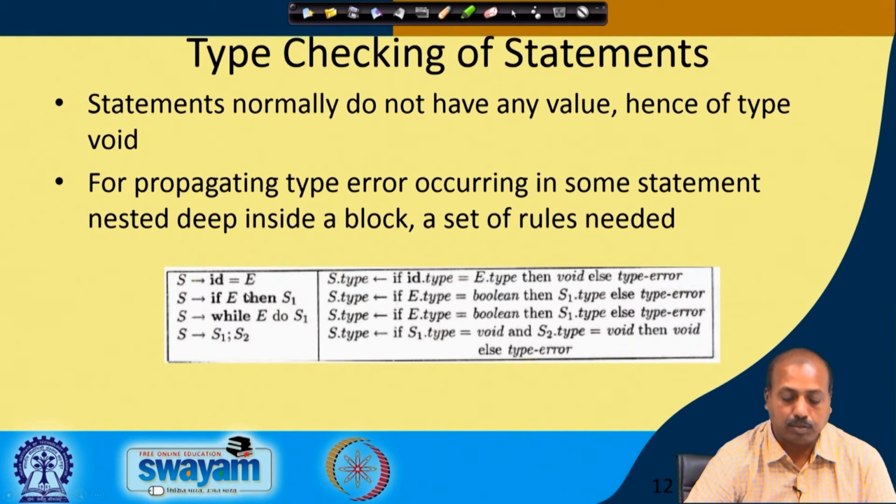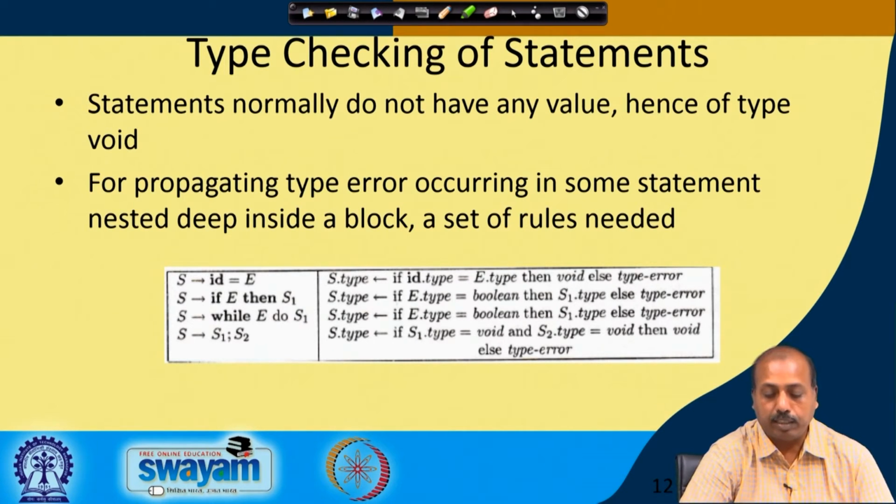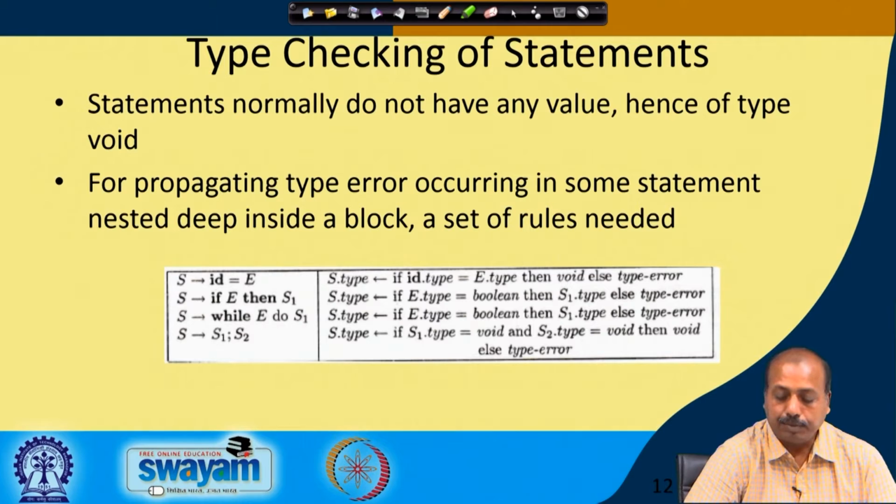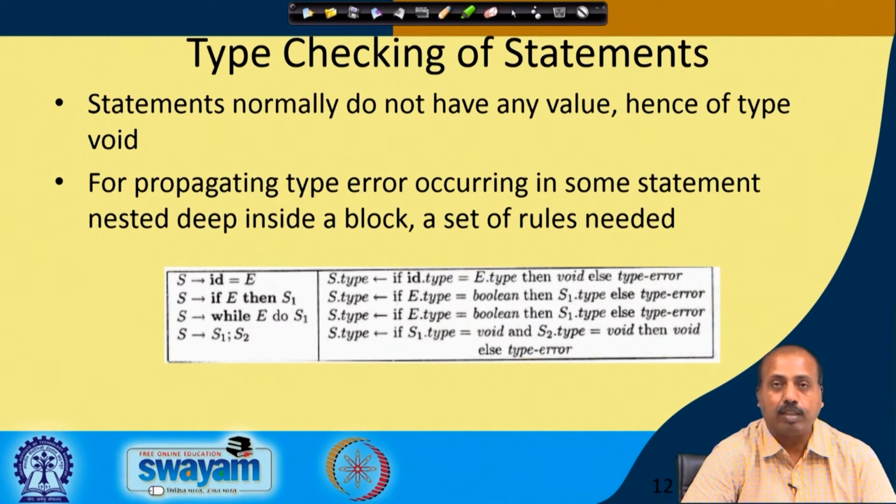So, many programming languages will require that this type be Boolean. Some other languages may not require it. For example, in the C language, E.type need not be Boolean; it may be an integer, real, or any other type. But here it is taken as E.type is Boolean. Some other programming languages require that the expression in the if statement be of Boolean type.